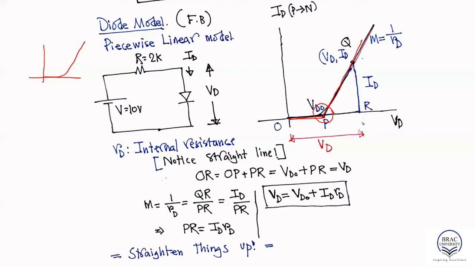Now, since this is a straight line, and we already learned that if you ever notice a straight line in any IV characteristics, it must indicate that there is a resistance inside the device. So there is a resistance, and we call it RD. This is the diode internal resistance. M is the slope of the straight line, which is 1 over RD.